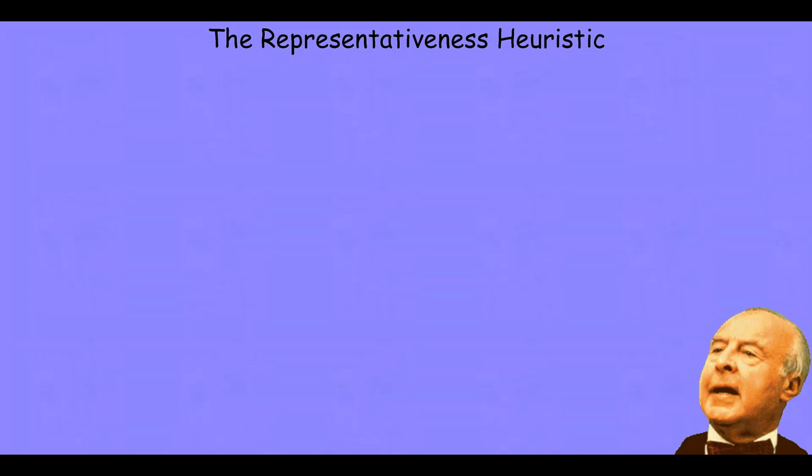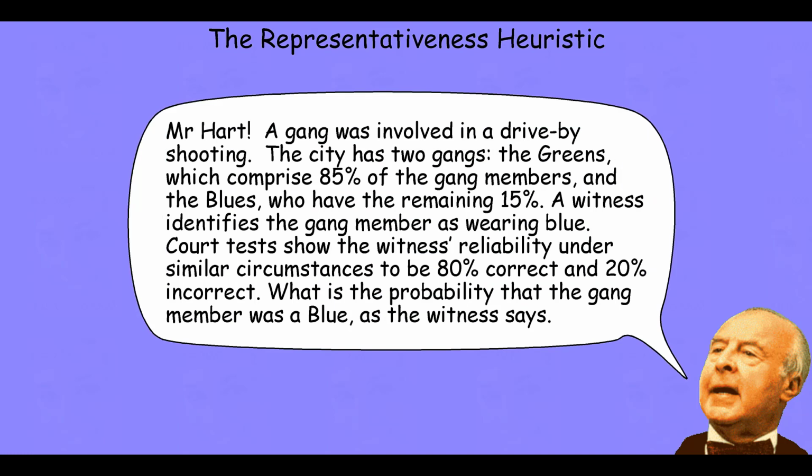Another way in which the representativeness heuristic can lead us to systematic error is through a failure to take base rates into account. So consider the following scenario. A gang was involved in a drive-by shooting. The city has two gangs, Greens, which comprise 85% of gang members, and Blues, who have the remaining 15%. A witness identifies the gang member as wearing blue. Court tests show the witness's reliability under similar circumstances to be 80% correct and 20% incorrect. What is the probability that the gang member was a Blue, as the witness says?